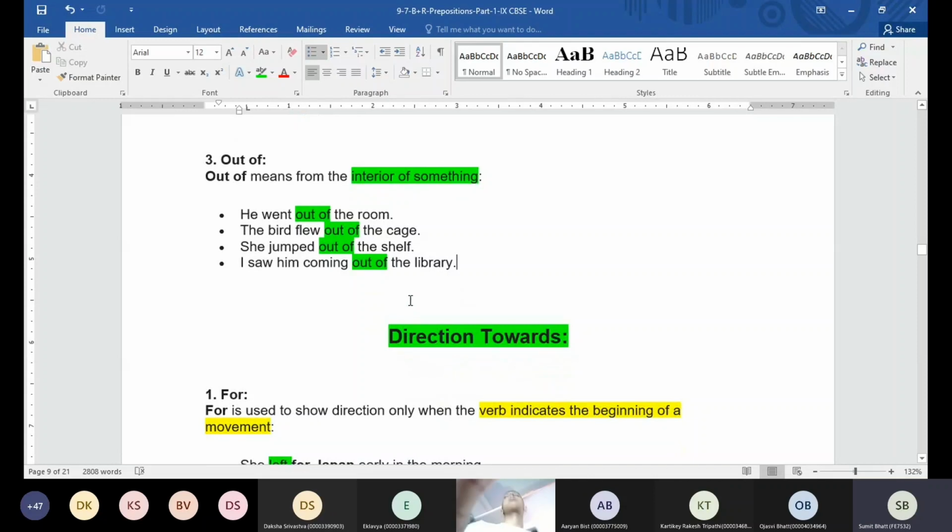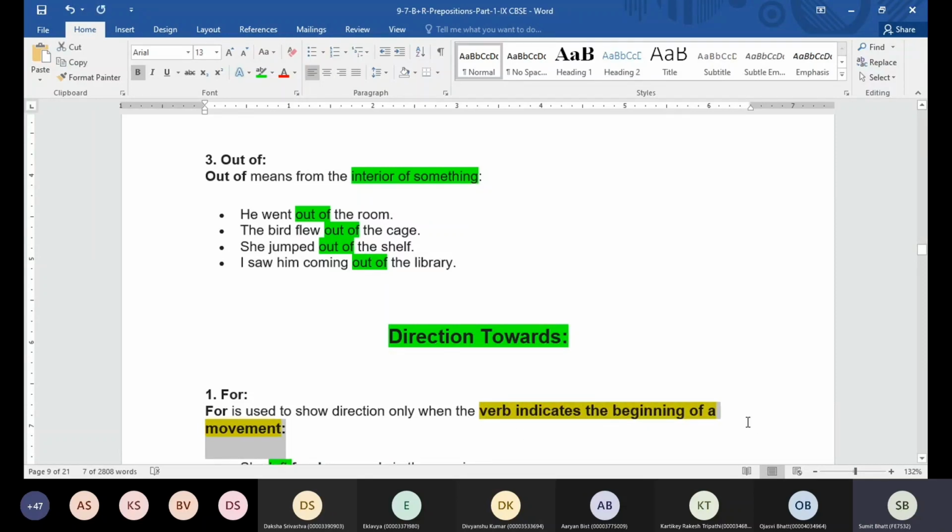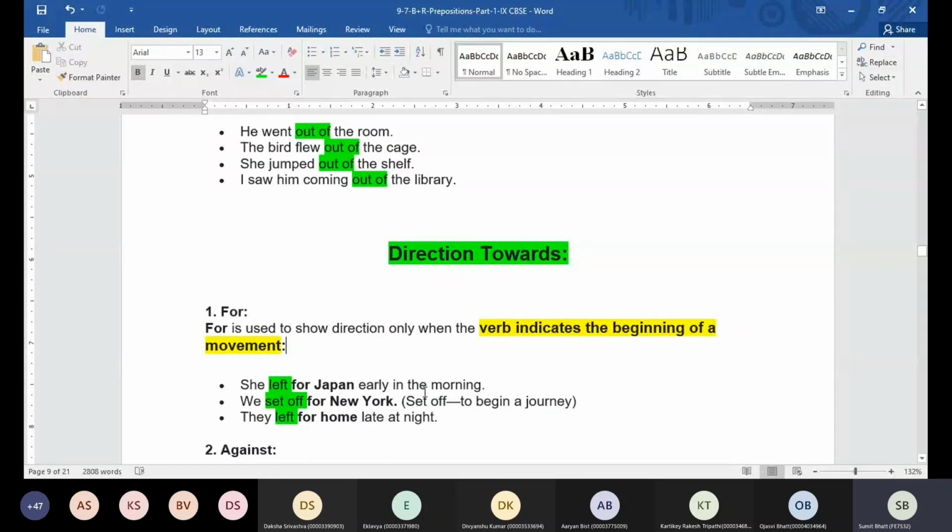Now if you are referring to direction, but to the end direction, or direction towards one place, then we use some other words. The first word is going to be for, guys. To indicate the initial point or the origin, we use the word from. But if you are referring to the end point, we use certain words, like for. For is used to show direction only when the verb indicates the beginning of a movement. If there is such a verb given, we don't use the word to there, rather we go for the word for. Like she left for Japan early in the morning. So the destination is where?